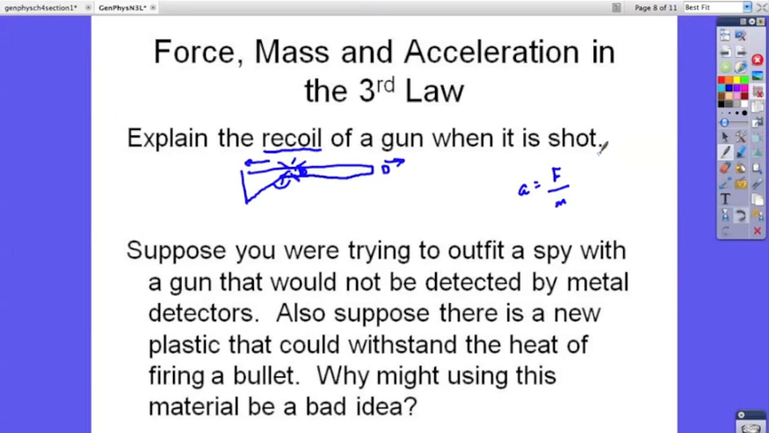It's not really a good idea to have a gun moving backwards with the same speed that the bullet's moving forward. You end up hurting yourself as bad as you would be hurting someone that got hit by the bullet. So bad idea, because the mass of the gun would be so small.